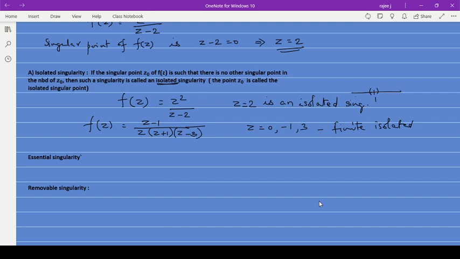Okay. Now if I say f of z is equal to 1 upon sine of pi z.